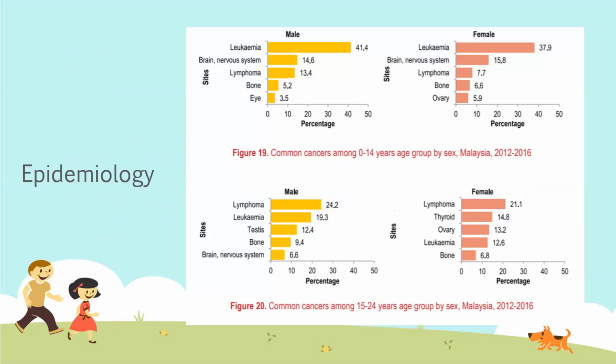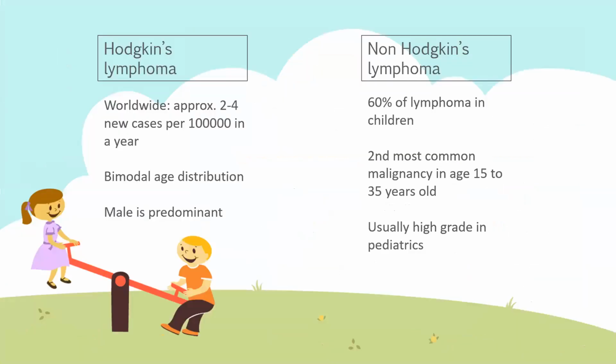Then we proceed to epidemiology. Based on the National Cancer Registry report from 2012 to 2016, lymphoma is one of the common cancers among children and adolescents. As for Hodgkin lymphoma, worldwide it is approximately 2 to 4 new cases per 100,000 children in a year, and it has a bimodal age distribution, with the first peak at 15 to 25 years old, and the second peak over 50 years old, and it is predominantly in males.